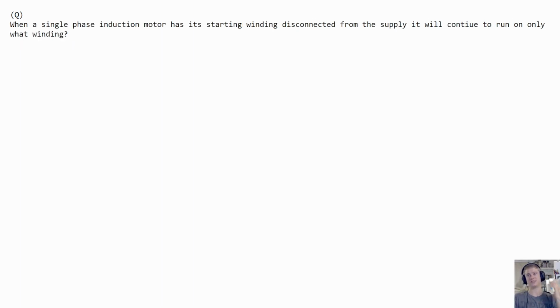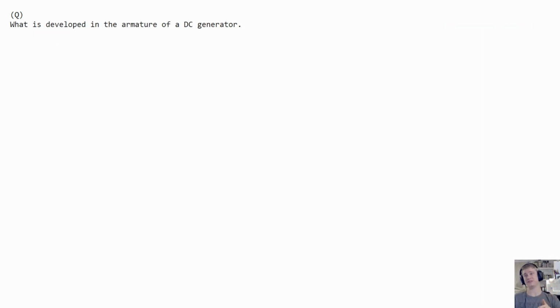Next question. When a single phase induction motor has its starting winding disconnected from the supply, it will continue to run on only what winding? And this would be the rotor. Next, what is developed in the armature of a DC generator? And this is alternating current, AC.